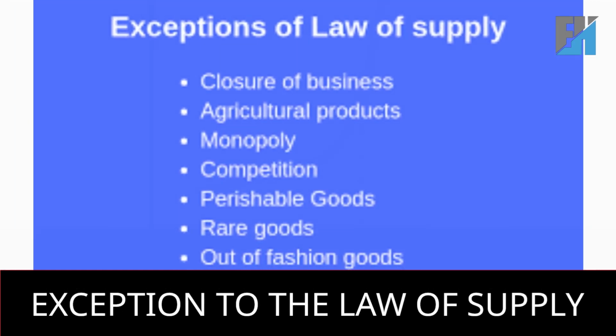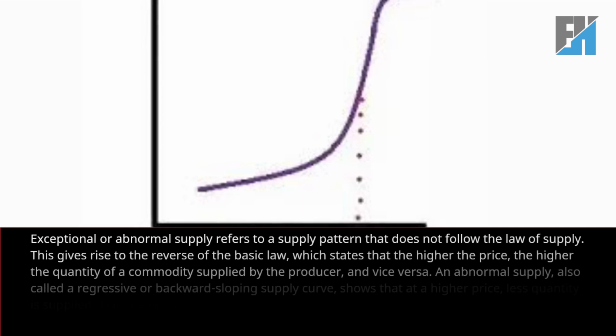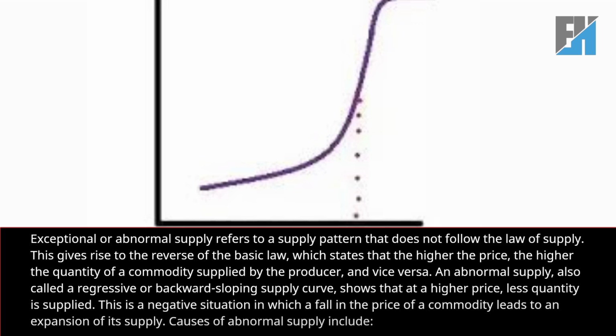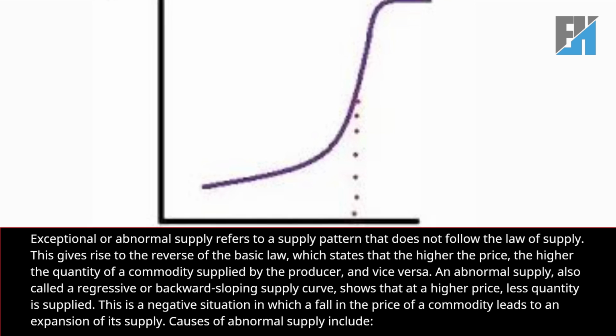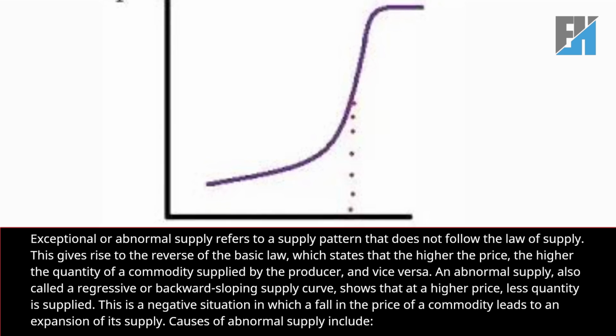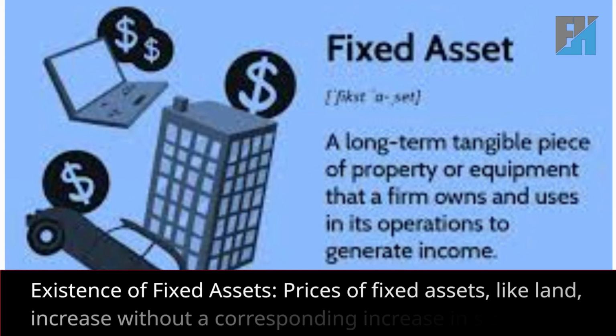Exception to the law of supply. Exceptional or abnormal supply refers to a supply pattern that does not follow the law of supply. This gives rise to the reverse of the basic law, which states that the higher the price, the higher the quantity of a commodity supplied by the producer, and vice versa. An abnormal supply, also called a regressive or backward-sloping supply curve, shows that at a higher price, less quantity is supplied. This is a negative situation in which a fall in the price of a commodity leads to an expansion of its supply.